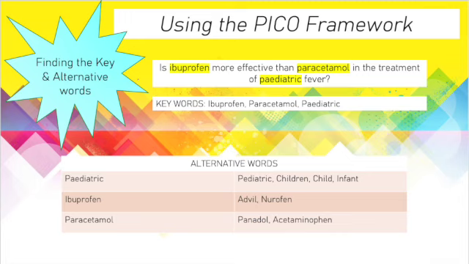The next step is to find the key and alternative words. In the question, the key words are ibuprofen, paracetamol, and pediatric. Now that we have the keywords, we can identify the alternative words. For pediatric, the alternative words are children, child, and infant. For ibuprofen, it is Advil and Nurofen. And for paracetamol, it's Panadol or acetaminophen.